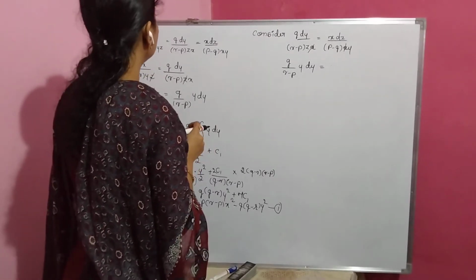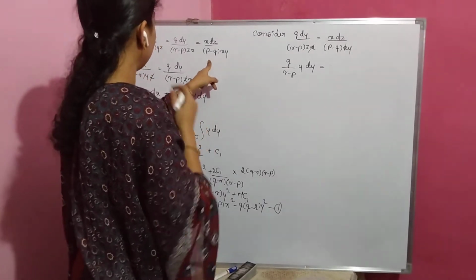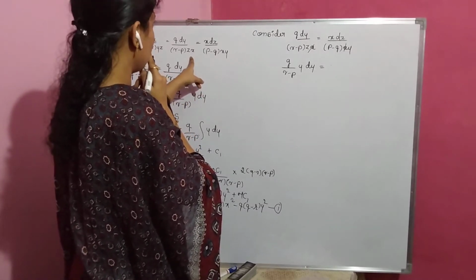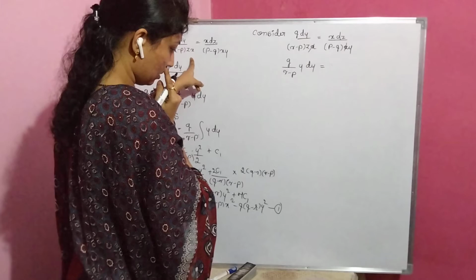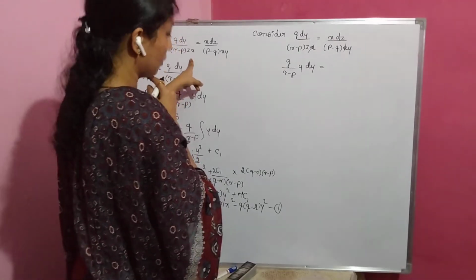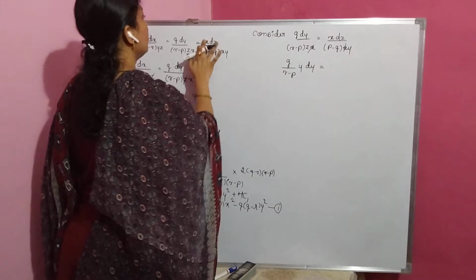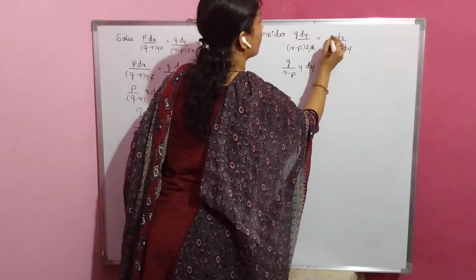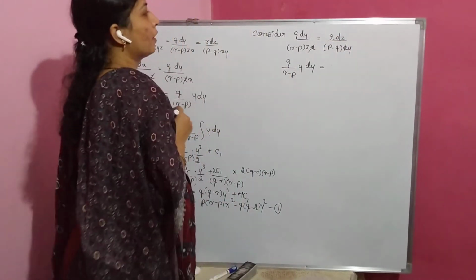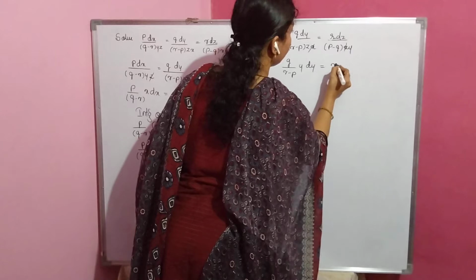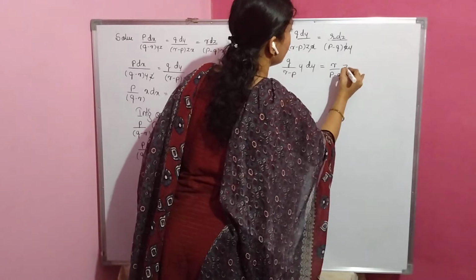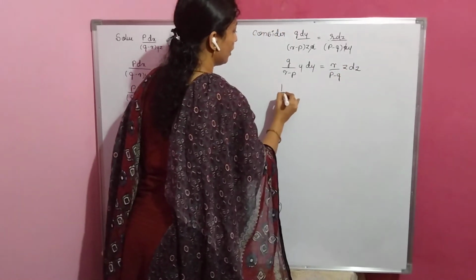Sorry, here we cannot consider this term. So simply here we have to consider this, it is not x, this is R into dz. Then here it is R divided by P minus Q, z with respect to z. Again integrating on both the sides.